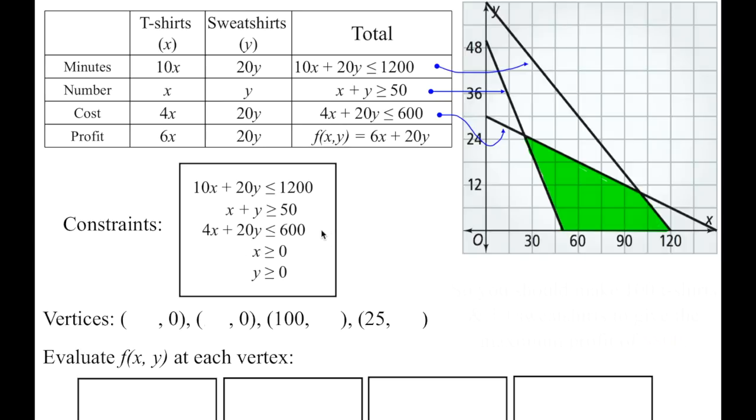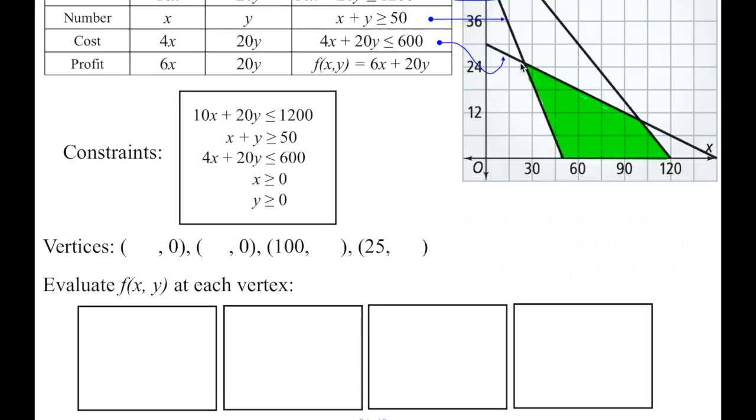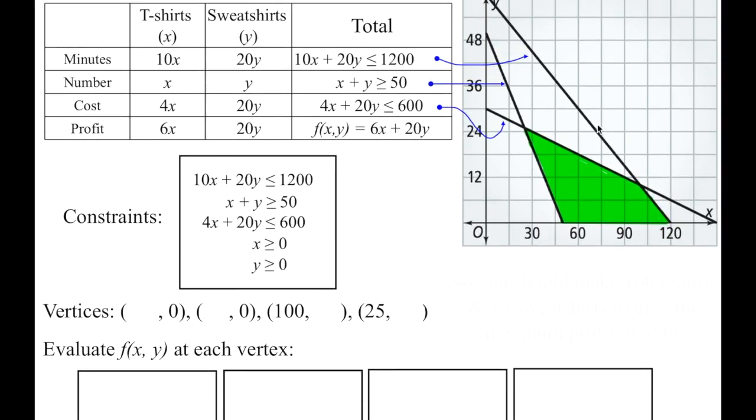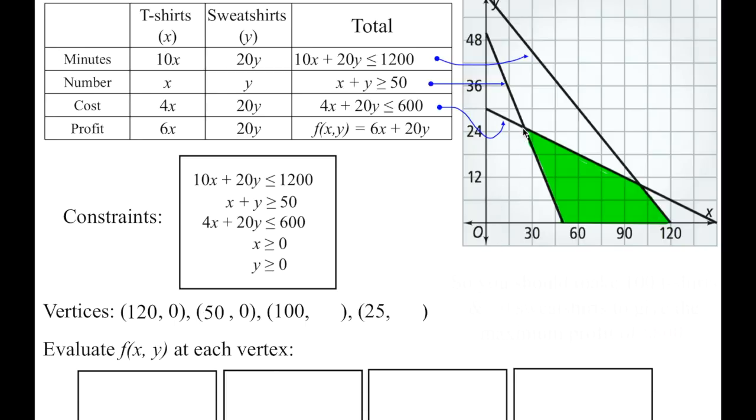The next thing to find are the coordinates of the vertices. Well, again, we have 1, 2, 3, 4 vertices that we want to find. And we just need to know which inequality we're using to figure out the value of the vertex. So this one down at the end is 120, 0. This one right here comes from this inequality, so that's 50, 0. So those are 2 of our vertices. This vertex here and this vertex here are the other 2.